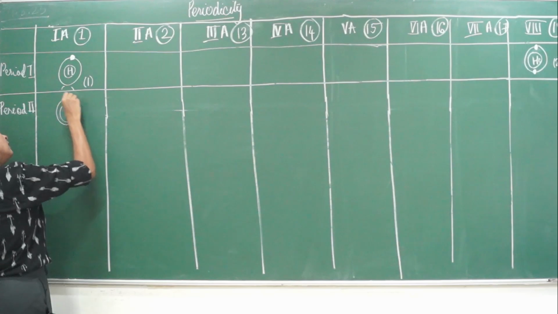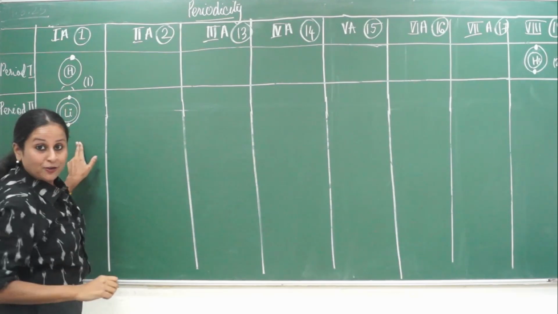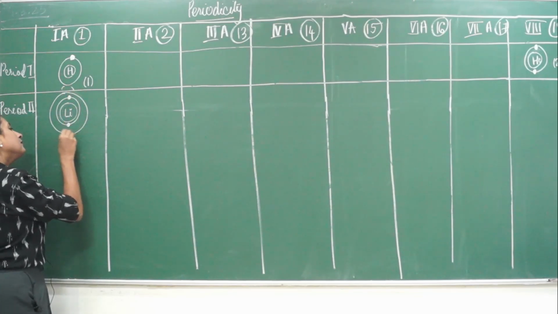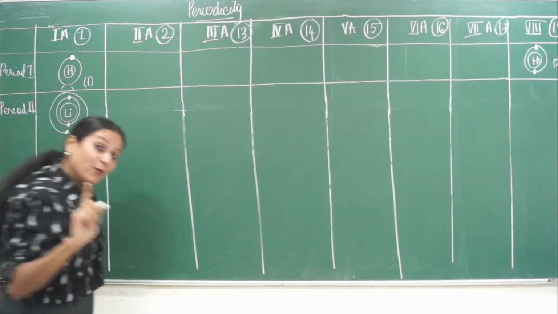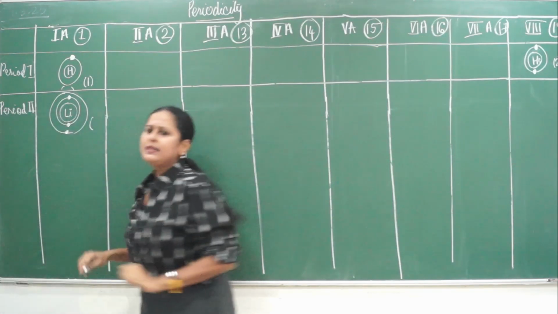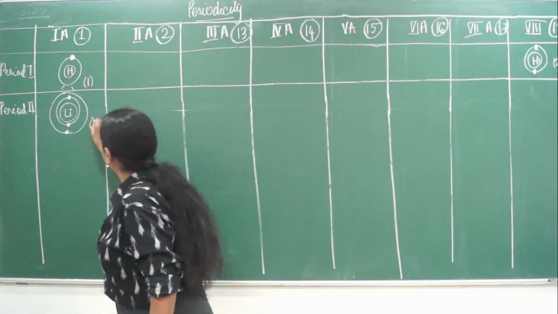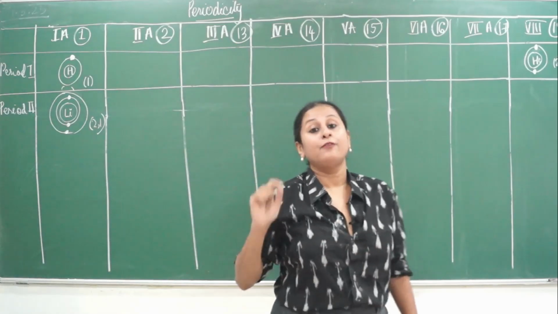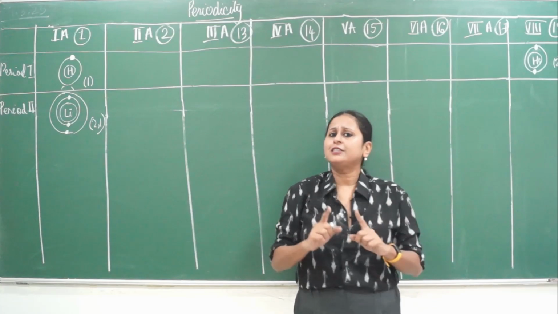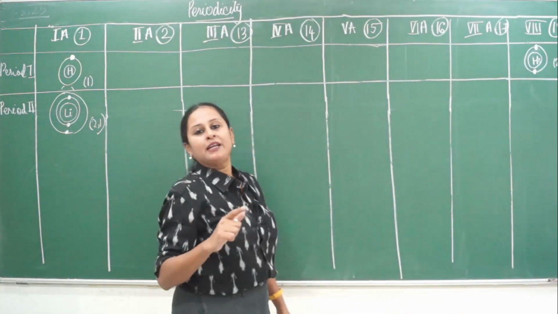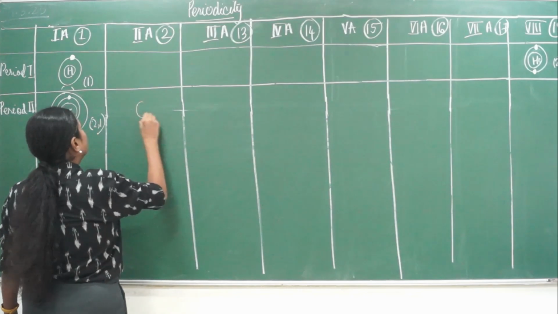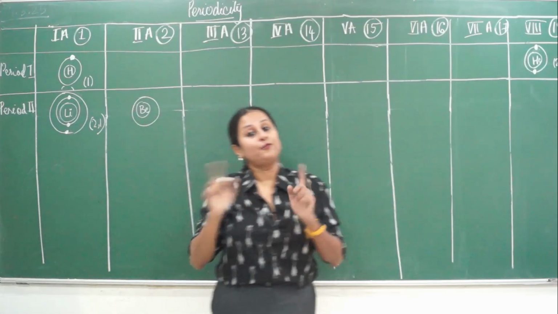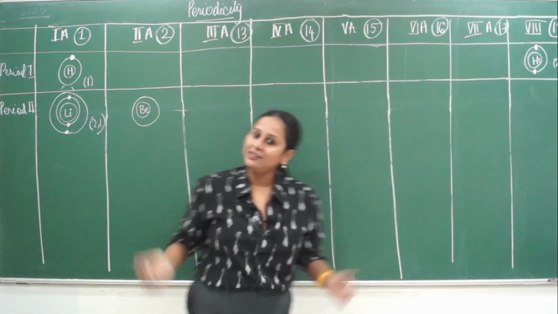Lithium. First shell has 2 electrons. Second shell has 1 electron. So what will be the electronic configuration of lithium? 2, 1. Alright. Next, coming to our fourth element in the periodic table, which is beryllium. Beryllium's atomic number is 4. So what will be the arrangement? 2 in the first shell and the extra 2 in the second shell.